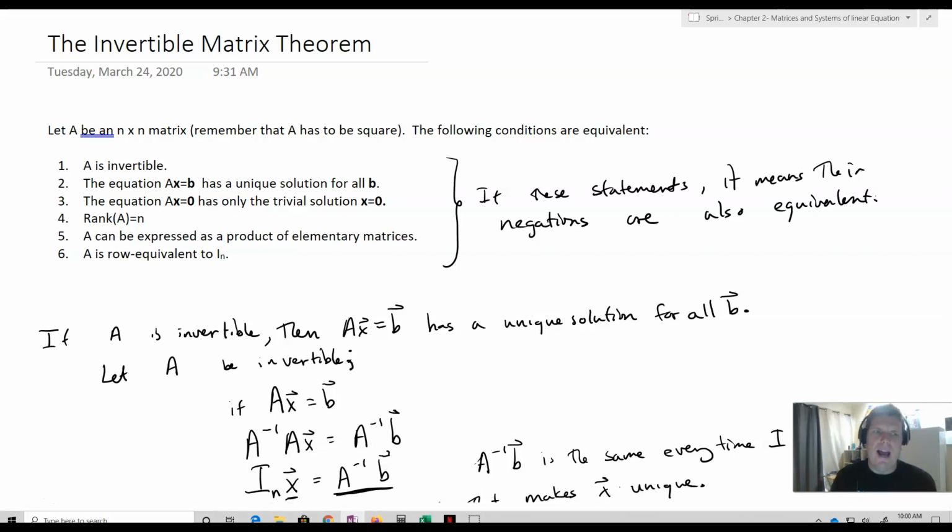Or if I know that, for example, the equation AX equals 0 does not have only the trivial solution, that tells me that A is not invertible, right? Specifically, if A is not invertible, then Ax equals 0 does not have only the trivial solution. Or if I know that the rank of A is equal to something other than n, for example n minus 1 or n minus 2, then that also tells me that I don't have an invertible matrix. It also tells me that Ax equals 0 is not going to have only the trivial solution, right?